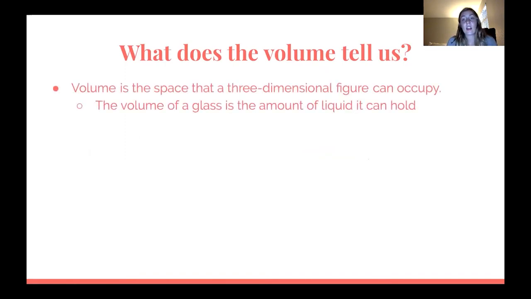Volume is the space that a three-dimensional figure can occupy. So the volume of a glass is the amount of liquid it can hold. Like we said, you have a glass, like that glass of water, it's the amount of water that can fit in there. Or the amount of food or liquid a can can hold. So we had that can of food. Maybe it's the amount of food we can fit in there. That's the volume, the amount of stuff we can put in there. Imagine the water inside of a tank. How much water can fit inside of a big tank? That tank is going to have a lot of volume. Or the cereal inside of a cereal box. How much cereal can we fit in there? What's the volume of the cereal box to determine how much cereal we can fit in there?